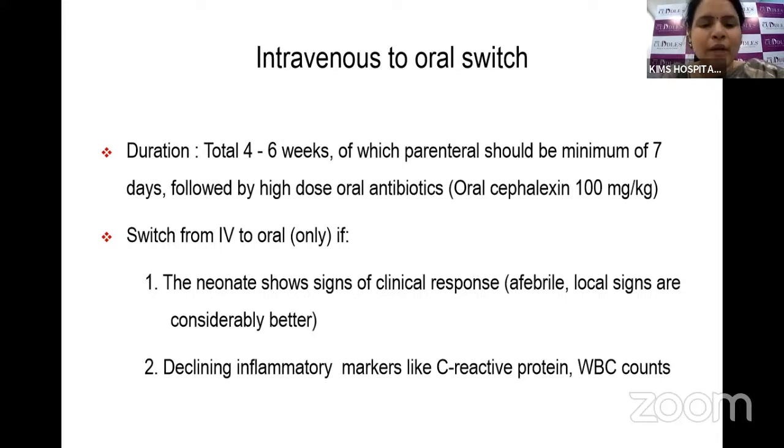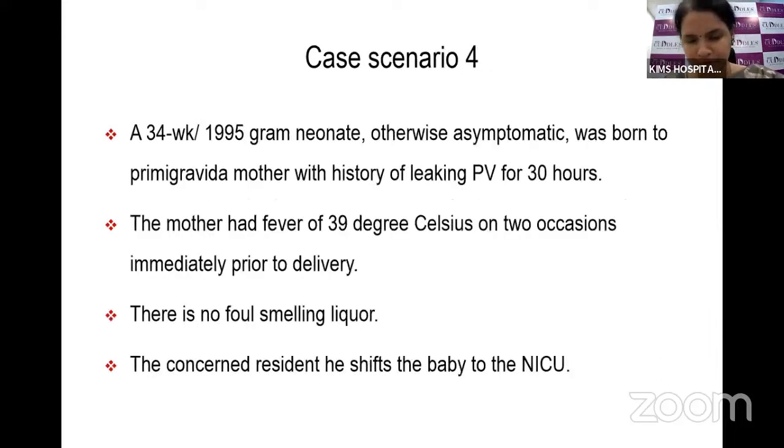If we have clear-cut culture evidence of methicillin-resistant Staphylococcus aureus, one could consider giving oral linezolid as well. Now, switching from IV to oral would be considered only if the neonate shows signs of clinical response, in the form of becoming afebrile with local signs of inflammation becoming considerably better, and accompanied by a decline in the inflammatory markers like C-reactive protein and white cell counts.